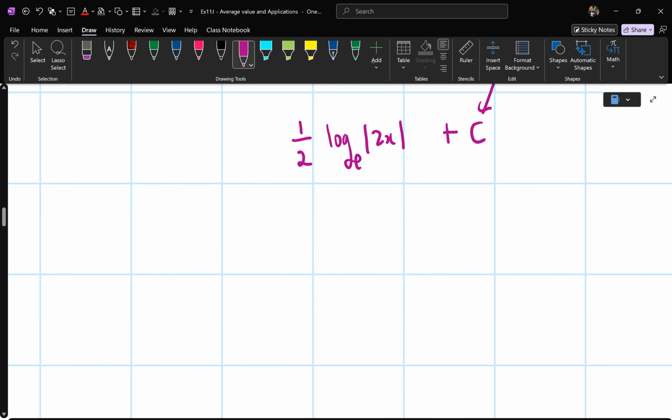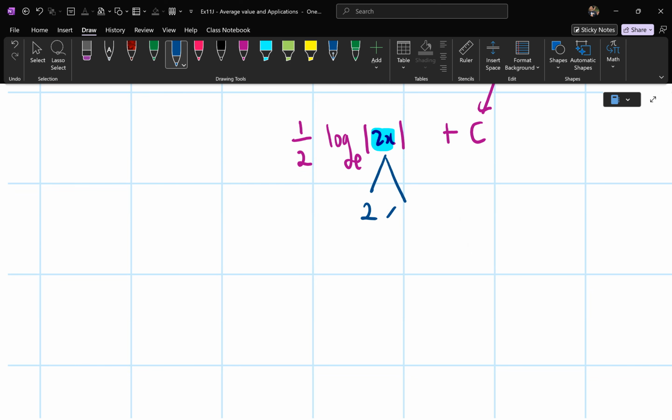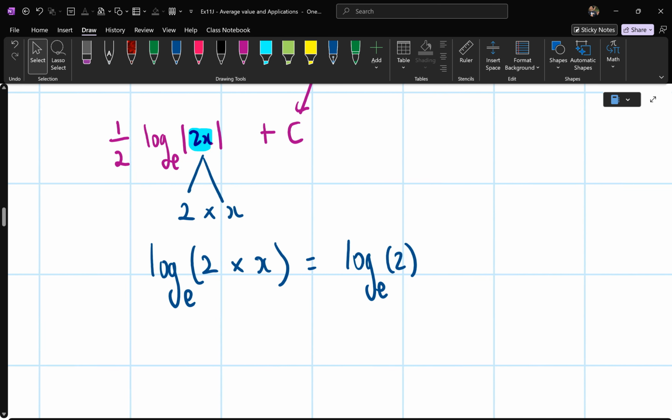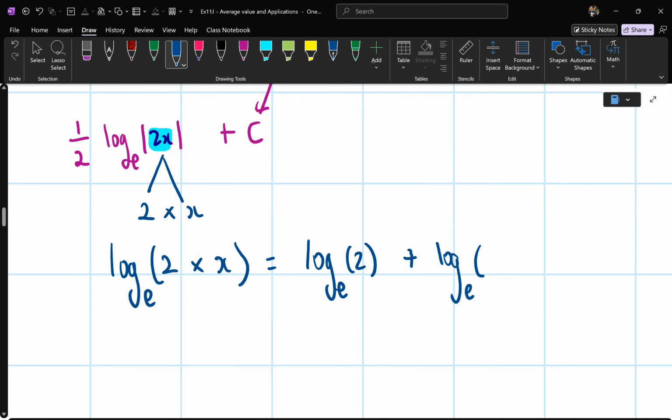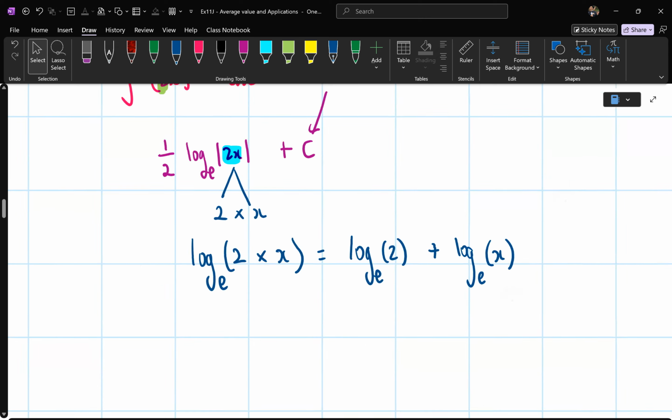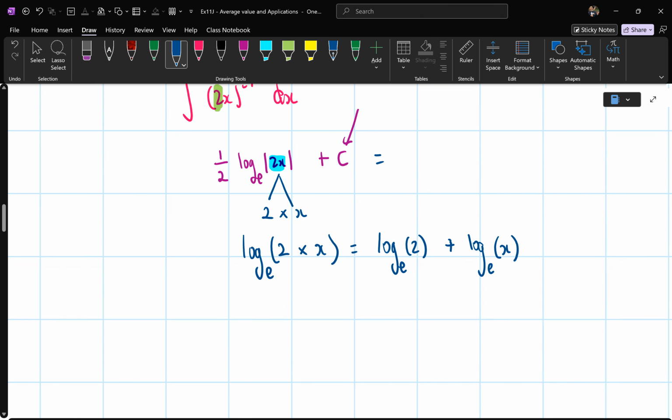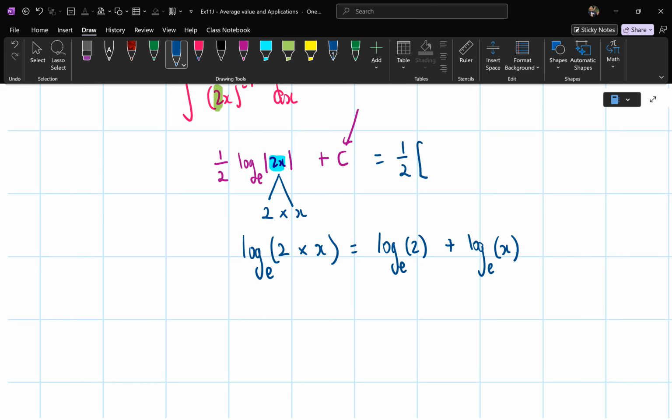So this 2x here, another way of thinking about it is this is actually the multiplication of 2 and x, true? So in our log rules, log e of 2 times x can actually be broken up into log e of 2 plus log e of x. True? So what you're saying here is you could actually say it's the same thing as saying half multiplied to ln of 2 plus ln of x.